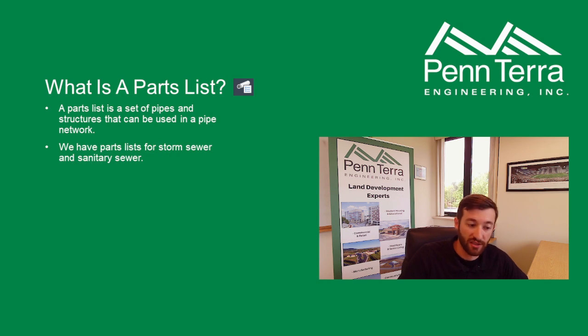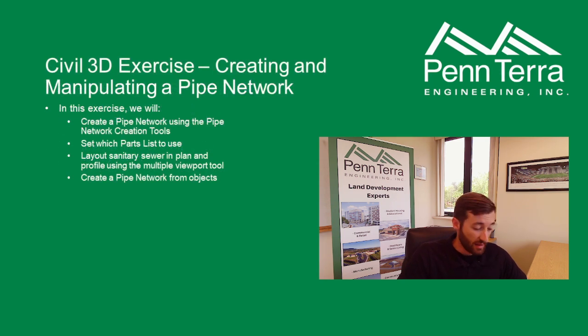So a parts list is essentially just like a folder within a parts catalog. We have one for sanitary sewer and we have one for storm sewer. And now we're going to get into the first main exercise, and that is going to be creating our first pipe network.